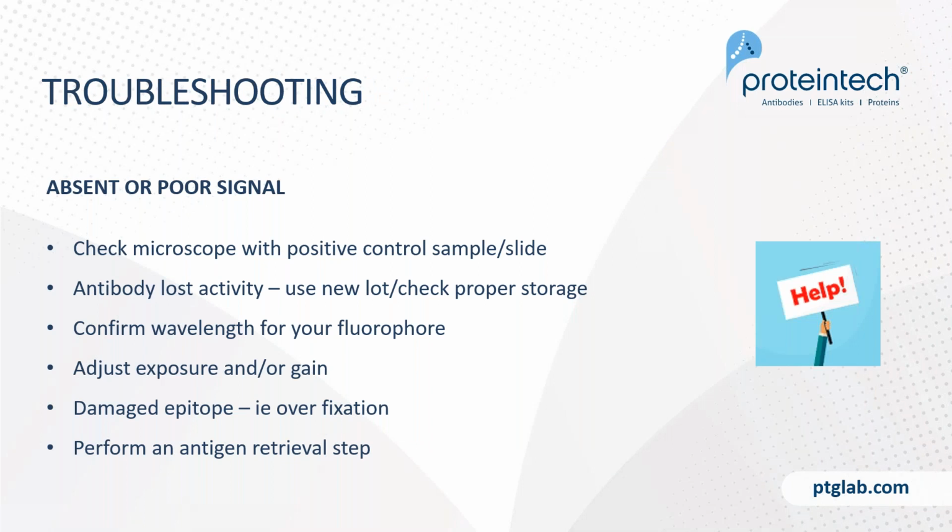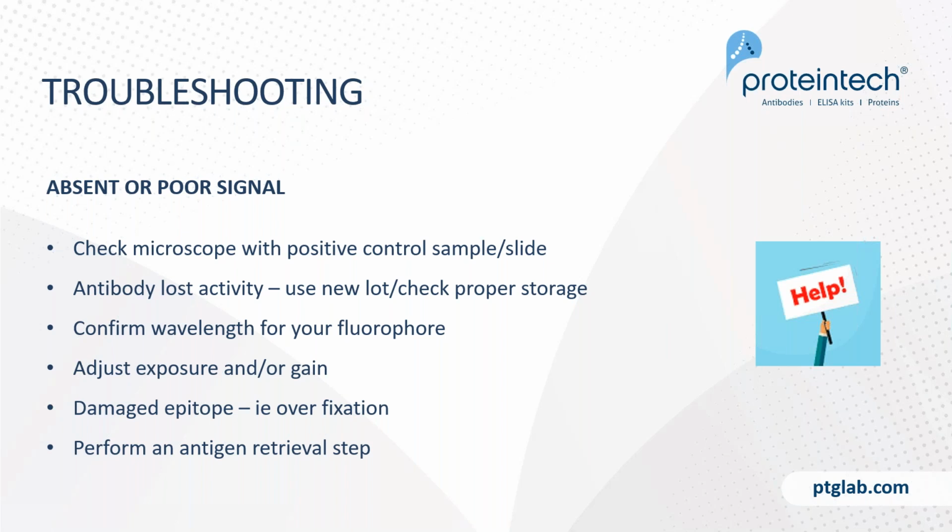So finally, we'll just quickly go through some common troubleshooting. If you have absent or poor signal, it's really important to check the simple things first. For example, I would check that your microscope is working with a positive control, maybe from an experiment that you've used earlier, so you know that someone hasn't accidentally changed your excitation emission filters or done something that means that you can't actually see your own samples.